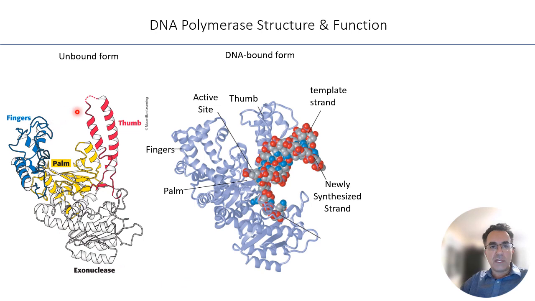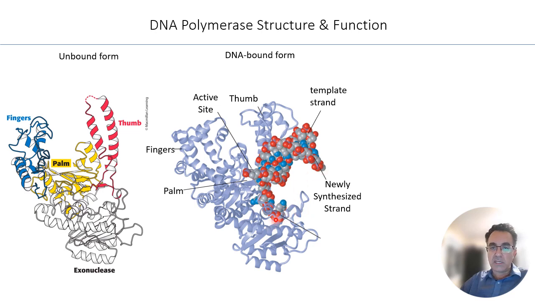So the structure of DNA polymerase enzymes actually resembles very much a right hand of sorts. So the domains are named as such. We have the thumb domain over here in red, fingers domain in blue, palm domain in yellow, and there's also a wrist, which is the exonuclease domain down below in white. Here we see the bound form of DNA polymerase with the template and newly synthesized DNA strands.